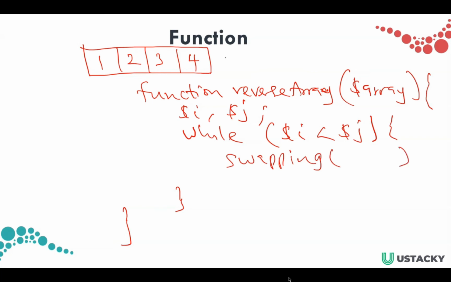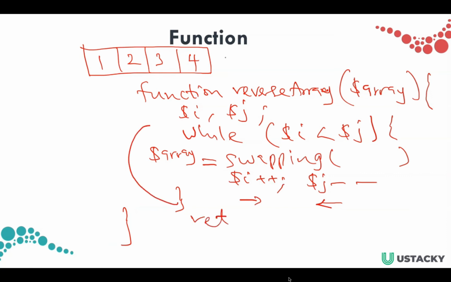So you have some parameters here. After doing the swapping, we have a new array. After the swapping, you can increment $i and also $j should be reduced. This will be moving forward and this will be moving backward. At the end of the while loop, we can return our array. So this is the summary of what we'll be having. Now let us put it down in our IDE.